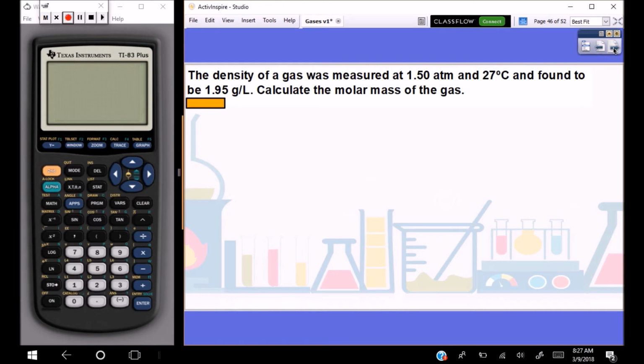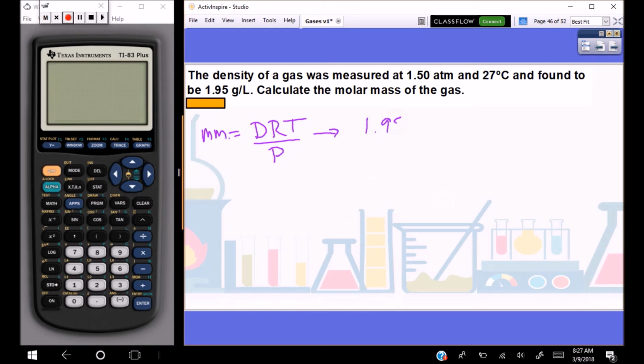And my last problem, this one is more of an ideal gas law application. I promised that I would do one of these with you. It says the density of a gas was measured at 1.5 atmospheres and 27 degrees Celsius and found to be 1.95 grams per liter. Calculate the molar mass. Well, the easy way to do this, we know molar mass is equal to density times RT over P. If you wanted to just use the ideal gas law and solve for moles first and then divide 1.95 by the moles, you could do it that way, but I think this version's easier.